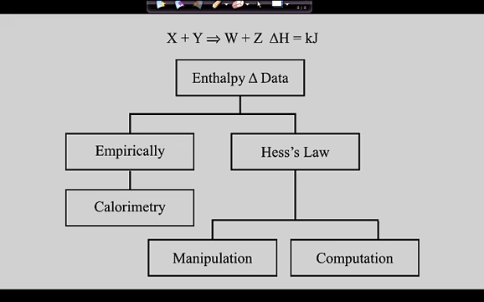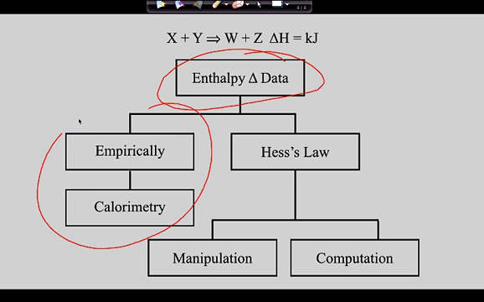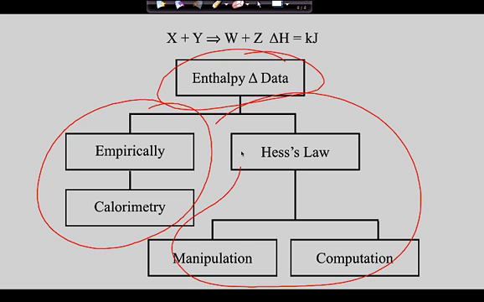Okay, so guys, I don't expect this to make sense to you other than this. You've got to understand that what we're talking about is where does delta H come from? We now understand that you can figure it out empirically through the lab or through something called Hess's law. So guys, here's the way this is going to go down. This is what we're going to do today, and this is what we're going to do on Friday.